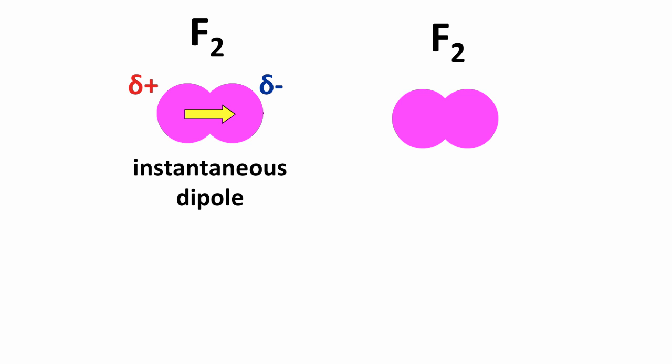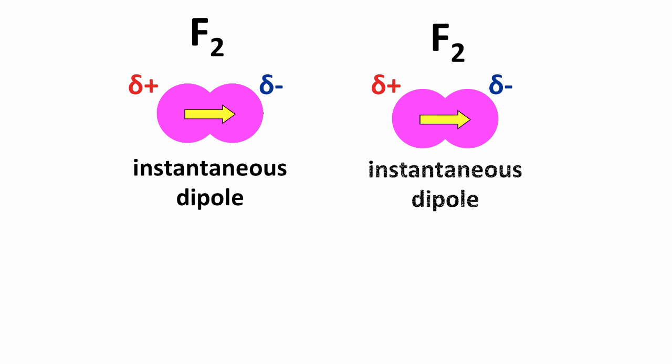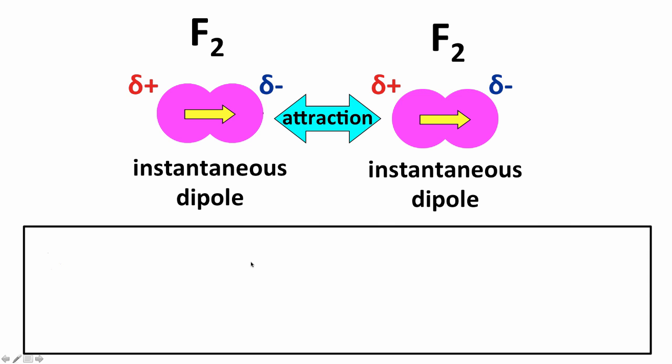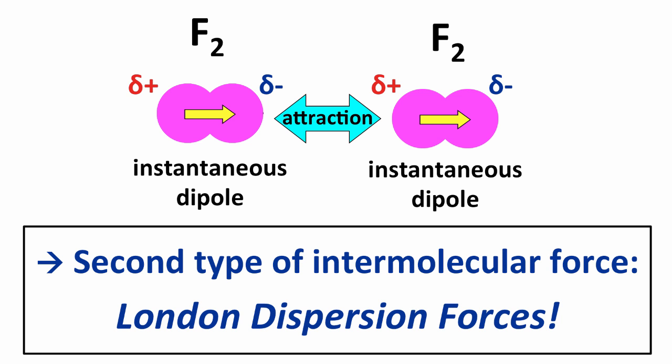And that can either induce a dipole in a nearby molecule, or a nearby molecule could have its own instantaneous dipole. And then what happens is the negative end of one instantaneous dipole can attract the positive end of a nearby molecule with an instantaneous dipole. And we therefore have a second type of intermolecular force, which is an instantaneous dipole attraction, called a London dispersion force. So that's our second kind of intermolecular force.